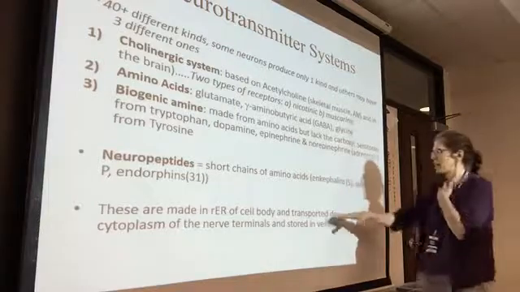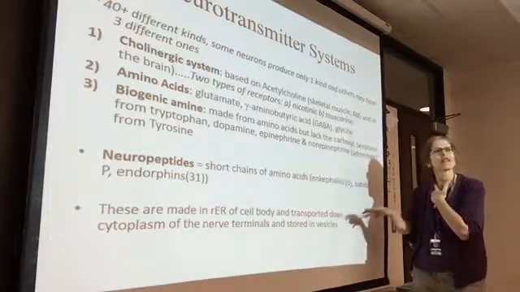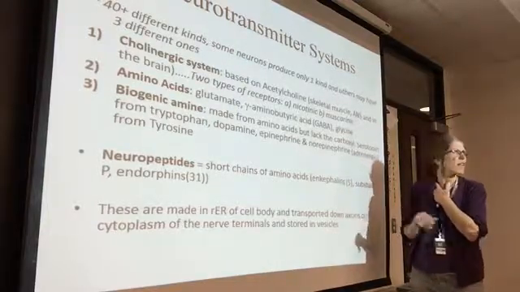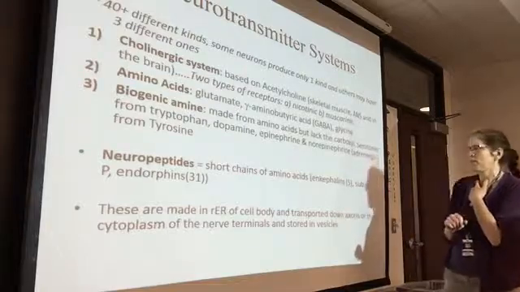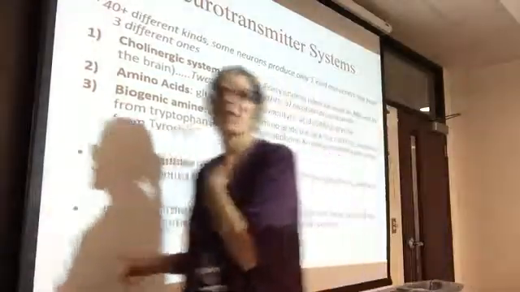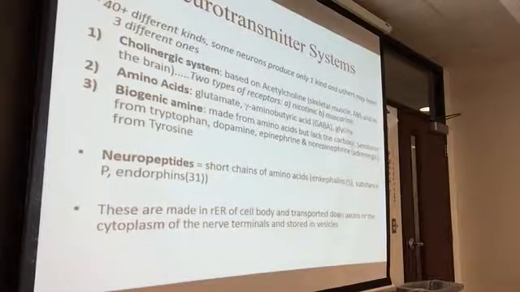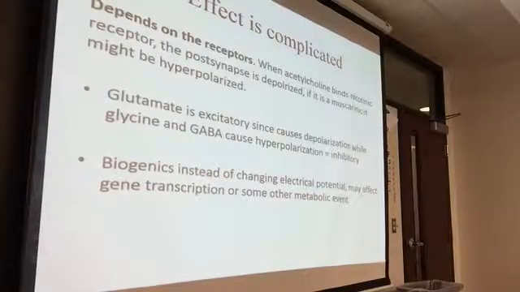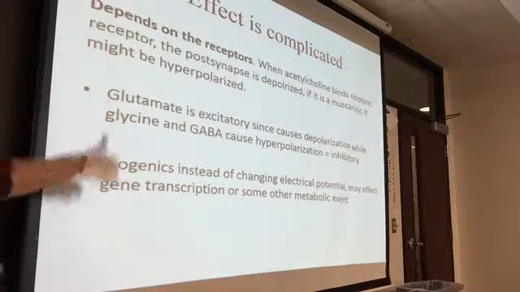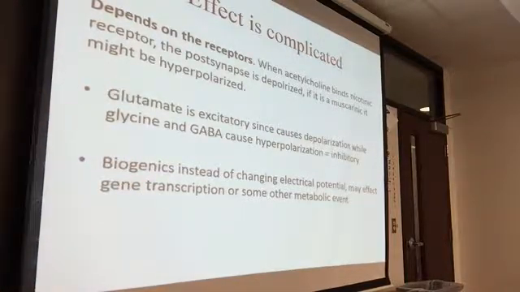So they're made and transported down the axons, right, and stored there. That's all those vesicles you saw, stored there so they can be used when the right voltage change occurs. All right, the effect is complicated. It depends on the receptors. Again, this is a courtesy to you guys.